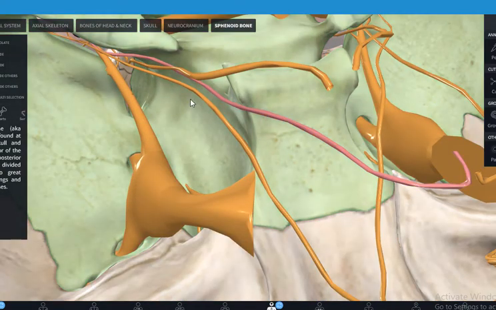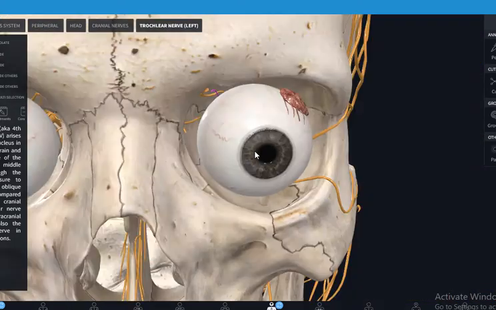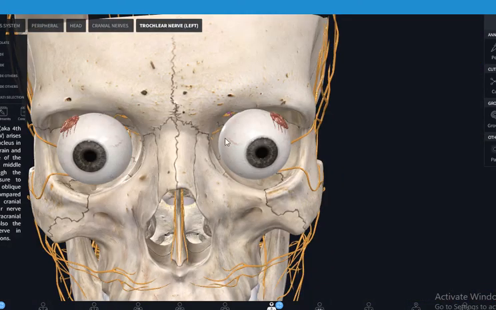This nerve here is the trochlear nerve, and the trochlear nerve is the fourth cranial nerve. The fourth cranial nerve acts on the superior oblique. Now we need to know that the superior oblique is located at this portion. Now we have superior oblique and we have inferior oblique. The superior oblique starts from here and passes all around the trochlea, which is found here.